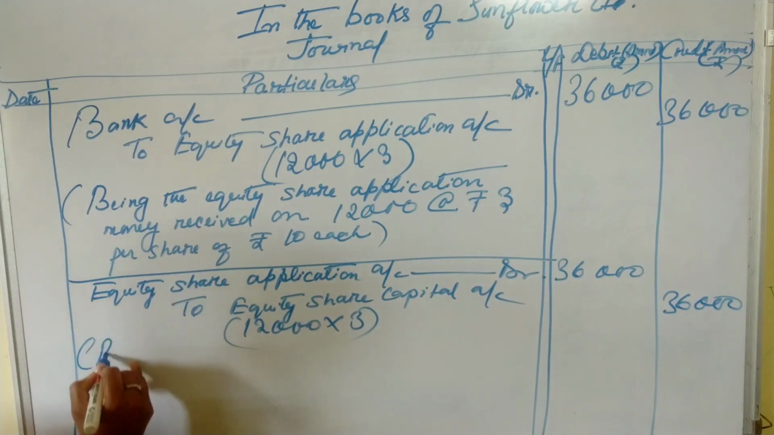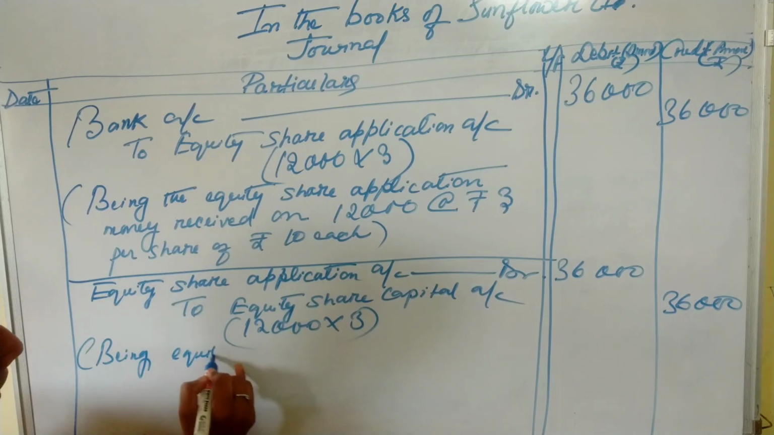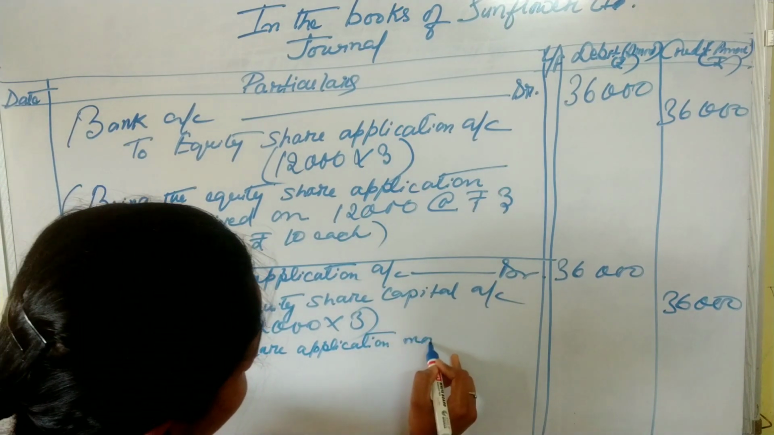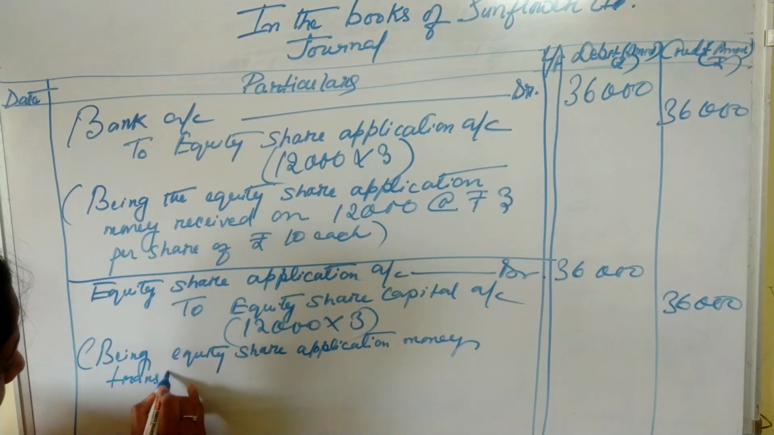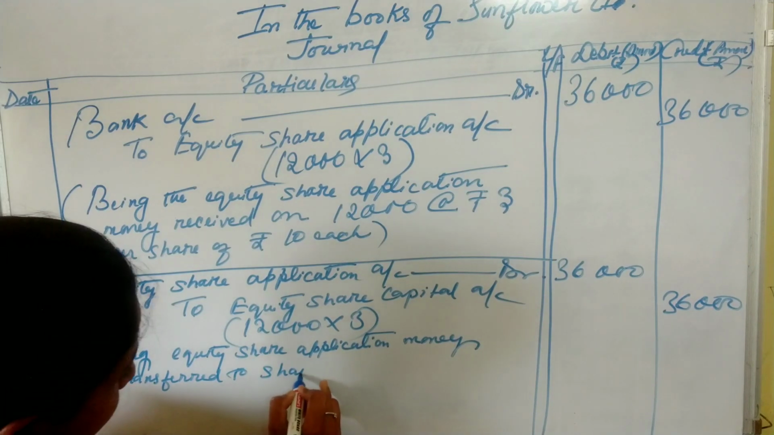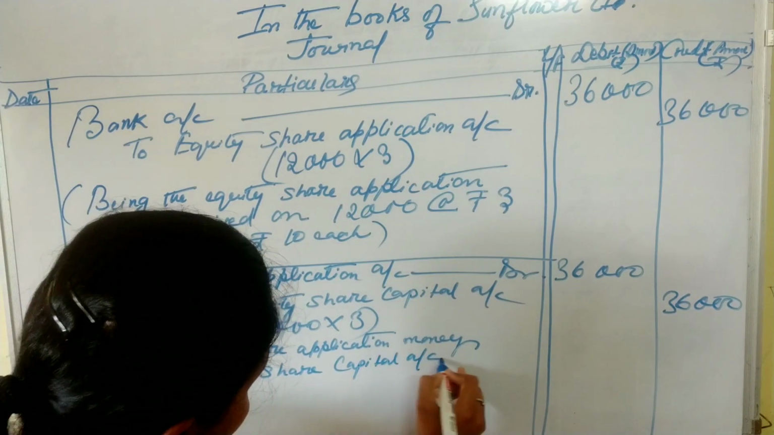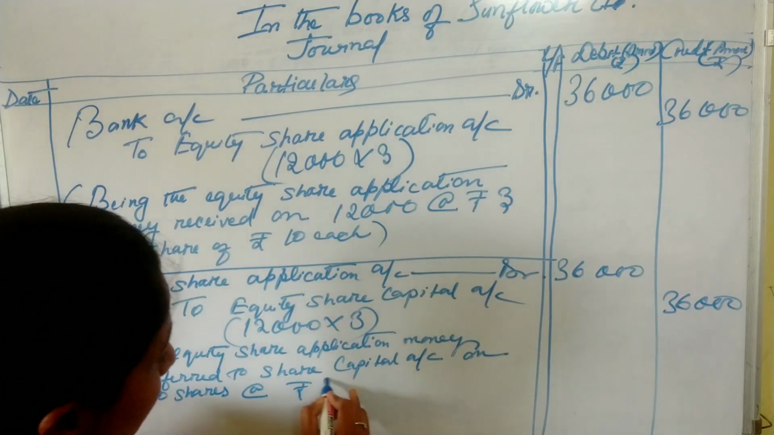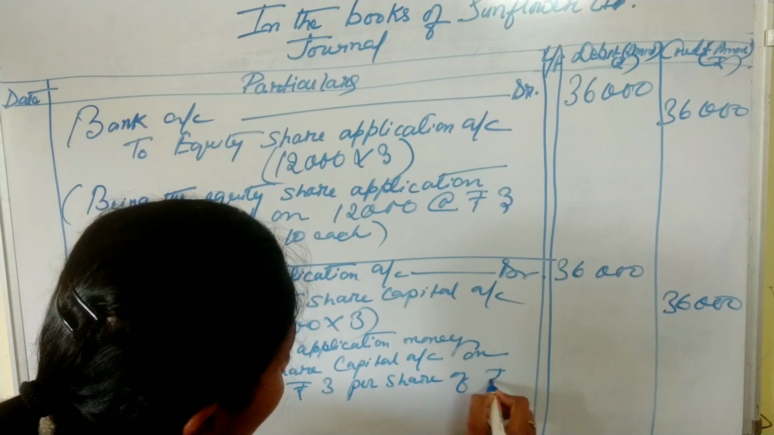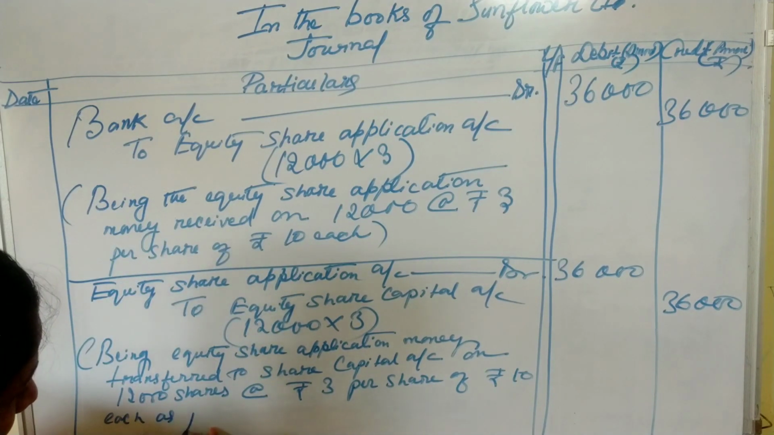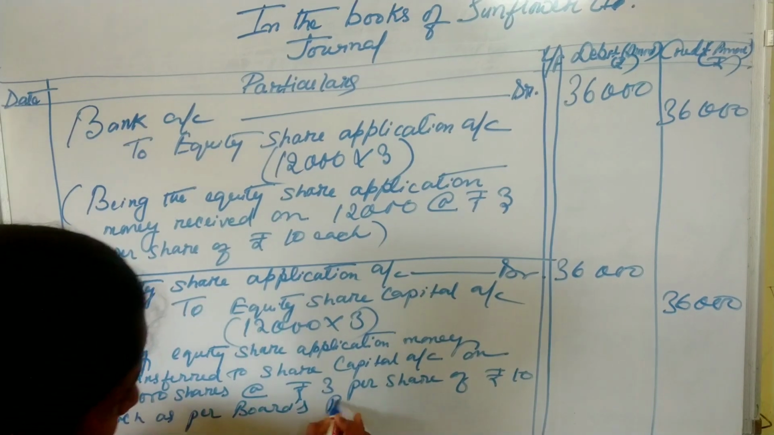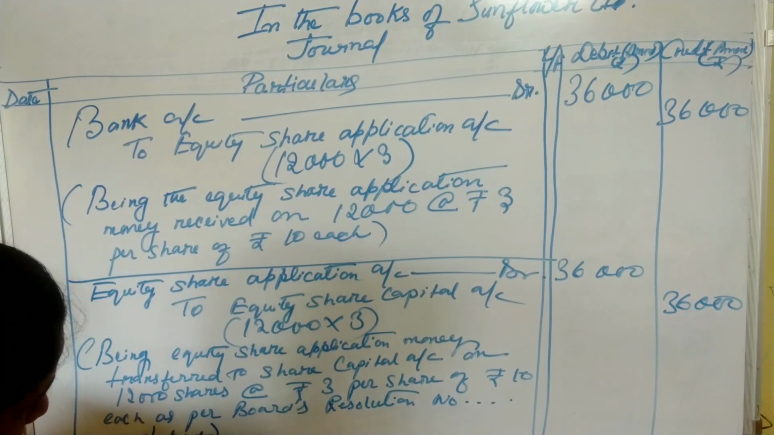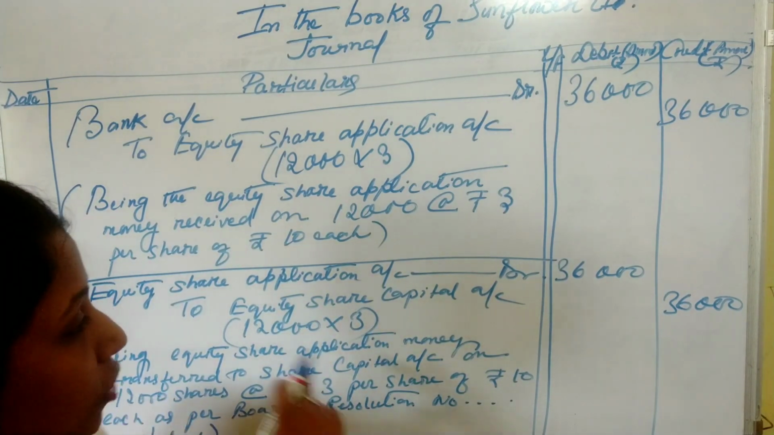Now we'll write the narration. Being equity share application money transferred to share capital account on 12,000 shares at the rate of rupees 3 per share of rupees 10 each as per board's resolution number. So see, this is the transfer entry of application money to capital account.